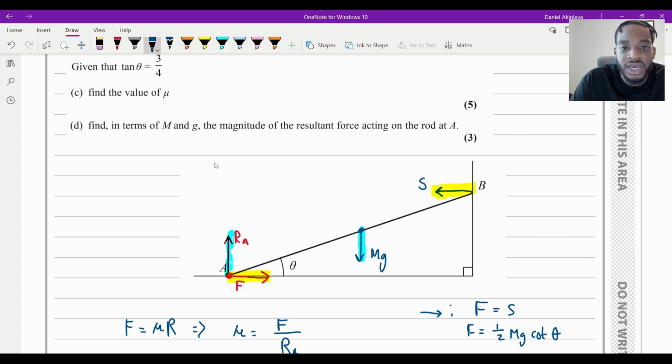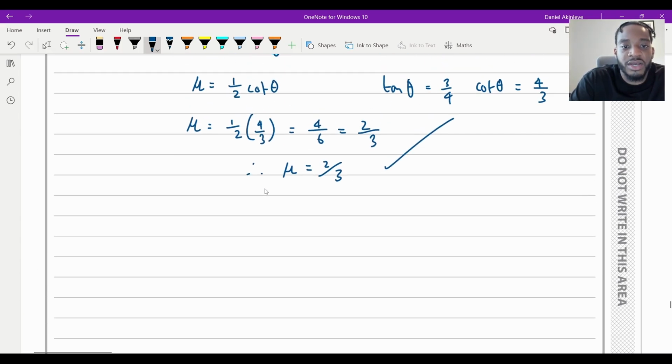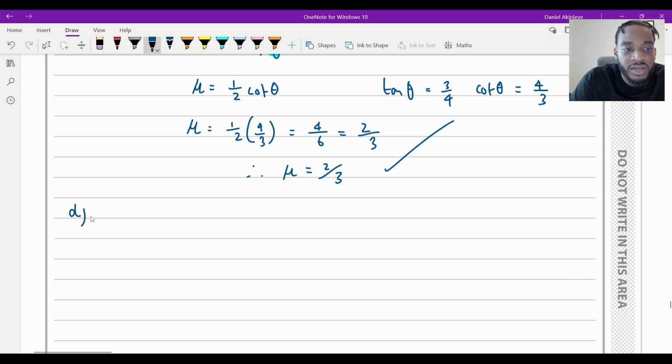So in other words, if I call the resultant force R, it's just going to be equal to the square root of these two, so F squared plus RA squared. Right, so that's all we're going to do here. So for part D, have I got enough room to do it here? Yeah, I'll just continue here. So part D, we can say that the magnitude of the resultant force at A is just going to equal the square root of F squared plus RA all squared.